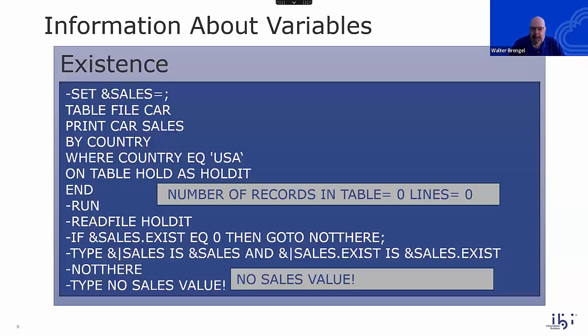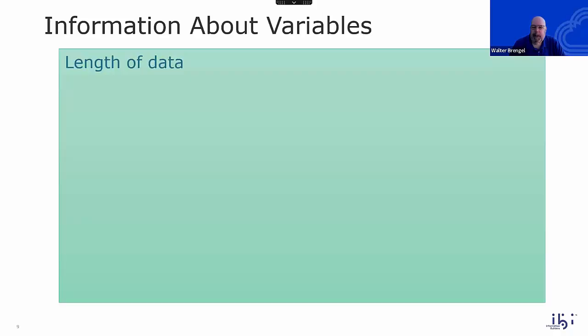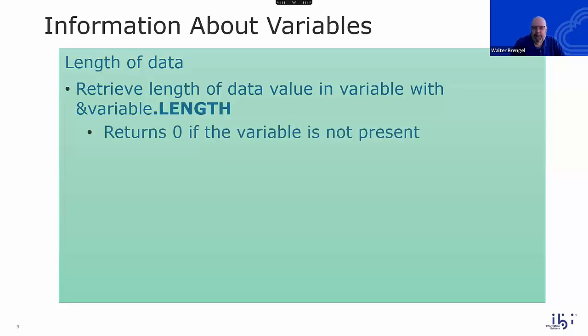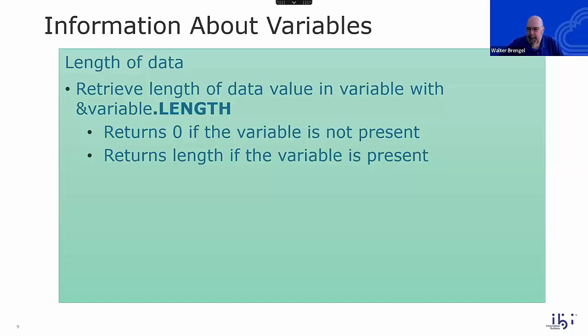So I'm going to then jump in the if statement to the not there, and then we'll print the no sales value. We can also check the length of a parameter. You can get the length by adding the .length at the end of the parameter name. Return 0 if the variable is not present. Returns length if the variable is present.